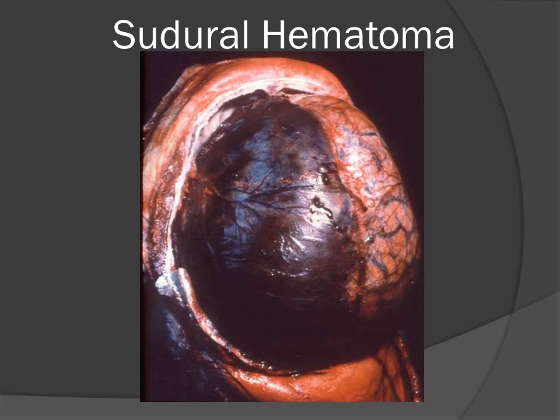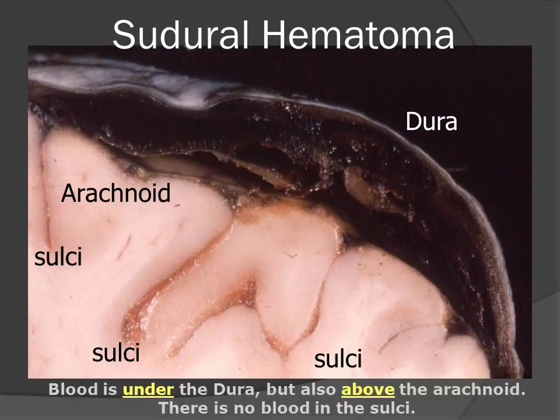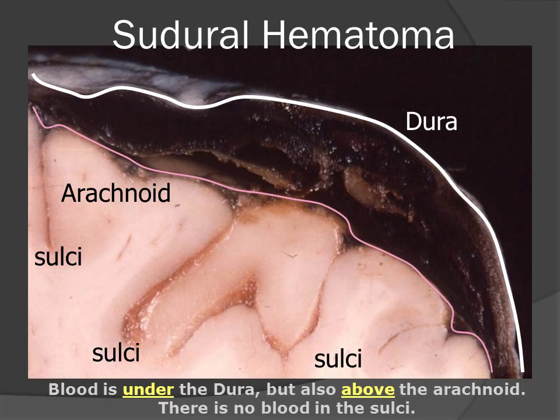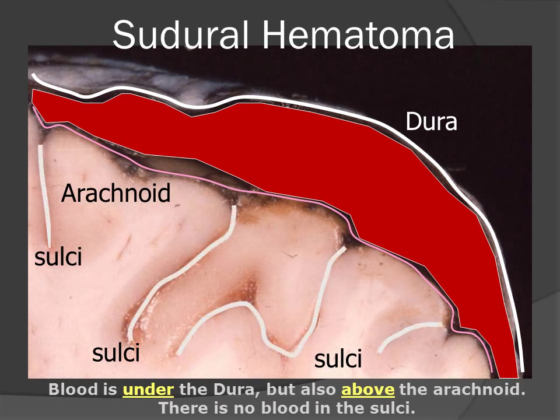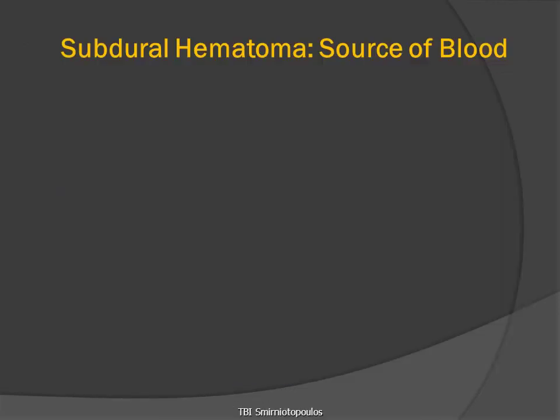This is a gross picture illustrating a subdural hematoma. Looking down from the top, it is overlying the patient's left hemisphere. In this coronal section, we can see the white membrane of the dura, we can see the arachnoid membrane, and we can see the subdural hematoma between these two layers. Notice that the sulci do not contain any blood. The blood is prevented from entering the sulci by the arachnoid membrane.